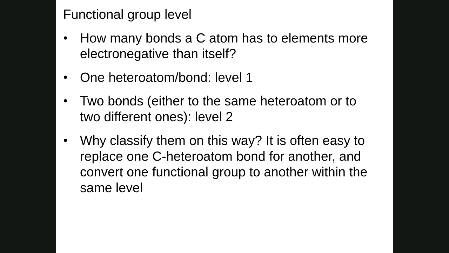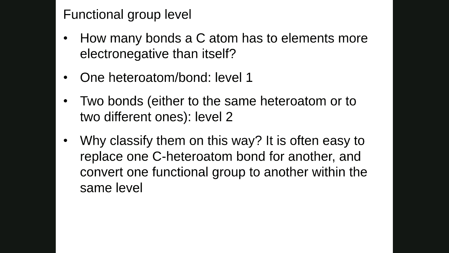So how can you classify a functional group according to its level? You look at the carbon atom that you are interested in and see how many bonds that carbon atom has to elements that are more electronegative than the carbon itself. If it has only one bond to an element that is more electronegative, then we call that level 1. If it has two bonds, either to the same heteroatom or to two different ones, we classify that as level 2. If it has 3 bonds, again to the same heteroatom or to different ones, level 3, and then level 4.